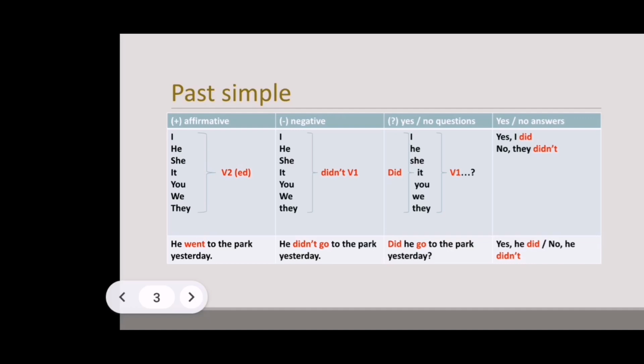For negative sentences and yes-no questions or other questions, we use the auxiliary verb did, but pay attention, with the verb did we use the first form of the main verb. He didn't go to the park yesterday. Didn't go. The question: did he go to the park yesterday? And as the question starts with did, we can see this auxiliary verb in short answers. Yes, he did. No, he didn't. So note, we use the second form of the verb only for the affirmative sentences.